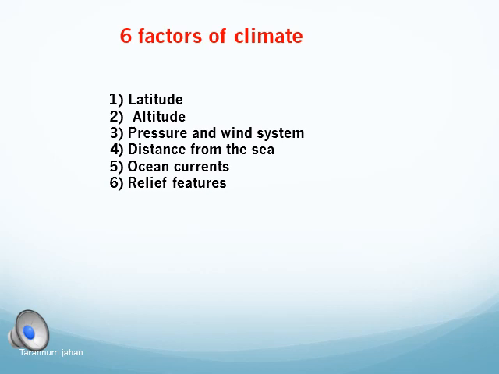So we have 6 factors of climate which are responsible for the change in the climate. So let's see what these are. Latitude, altitude, pressure and wind system, distance from the sea, ocean currents and relief features. These are the 6 factors of the climate, and we are going to study each one of them in detail in order to understand how these factors are responsible for changing the complete weather of the world. So let's see one by one.